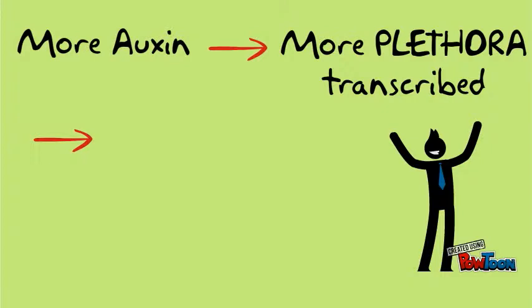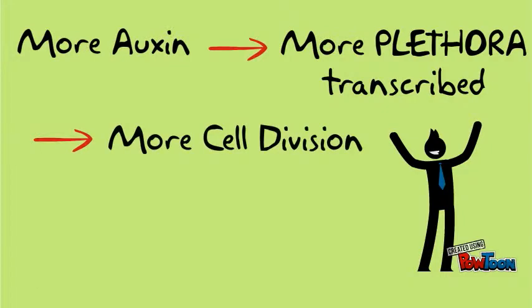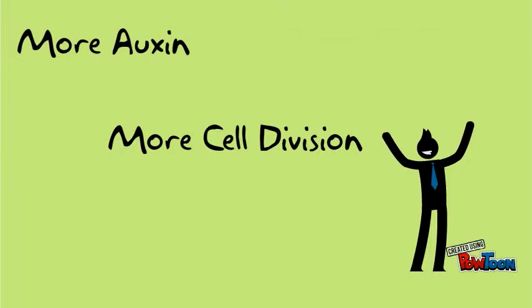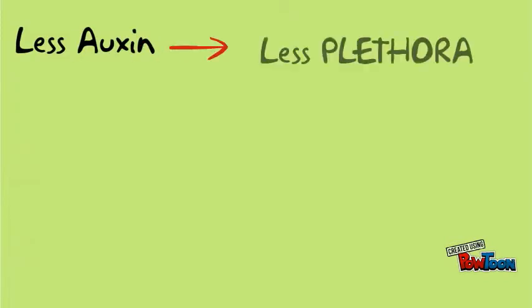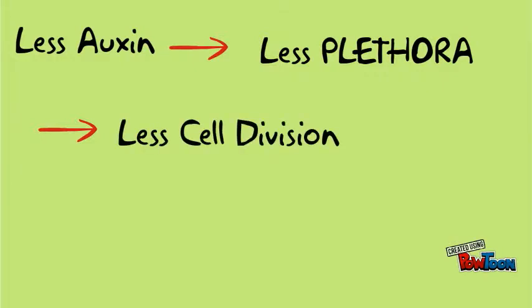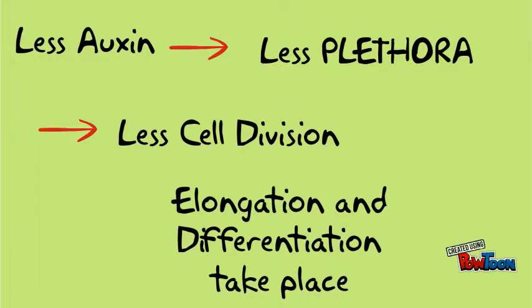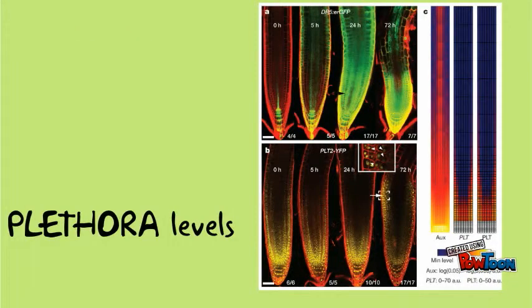When there is an abundance of plethora present, the more genes related to cell division will be transcribed and the cells will divide rapidly. When there is less plethora present, more genes related to cell growth and differentiation will be transcribed and the cells will not divide. Elongation and differentiation processes will instead take place. Plethora is under the control of, and serves, the hormone auxin.